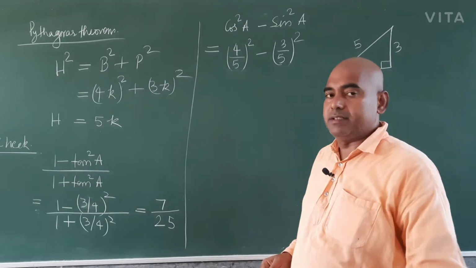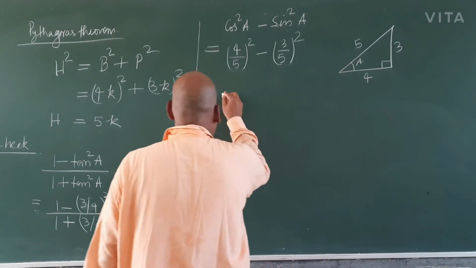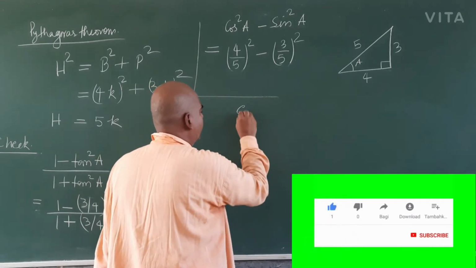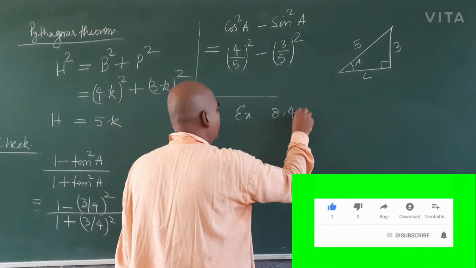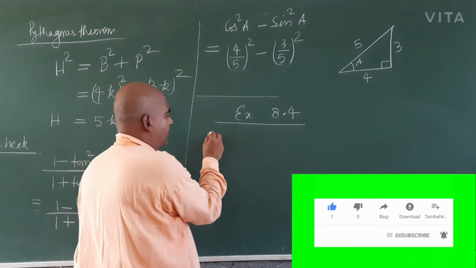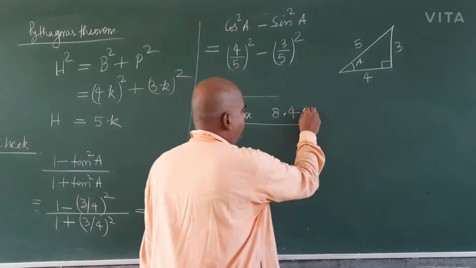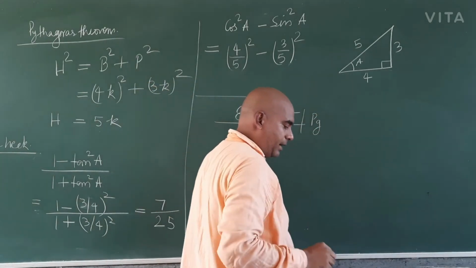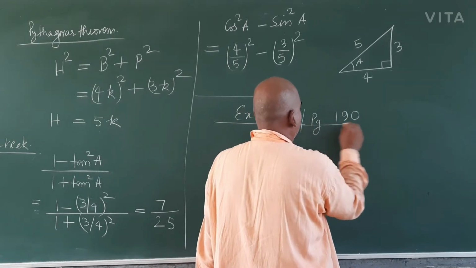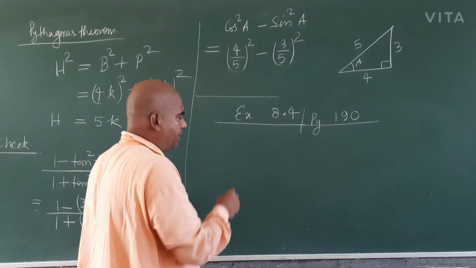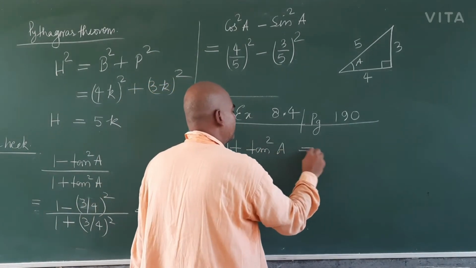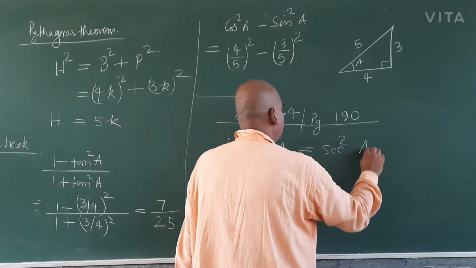In exercise 8.4, when you solve exercise 8.4, you will be taught some trigonometric formulas. That is on page number 190 of your NCERT book. There are some formulas. Let me write. That is 1 plus tan square A is equal to sec square A.